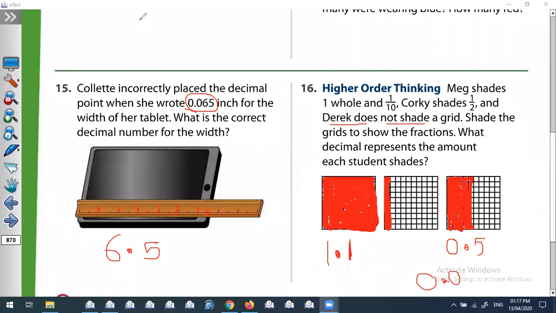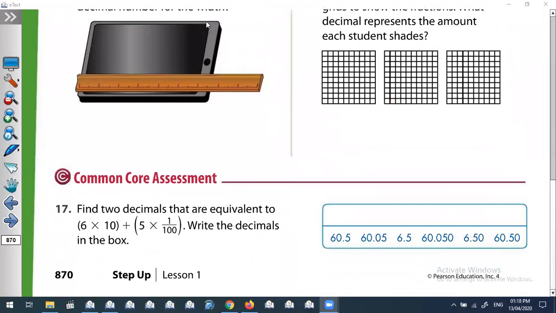The next exercise: find 2 decimals that are equivalent to this number. Let's write this first. 6 tens means 60. So you have to write 60 first. And 5 over 100 means 5 in hundredths. You have to put the decimal point. Put 0 in tenths first and write 5 in hundredths, no problem. So the number is 60.05.